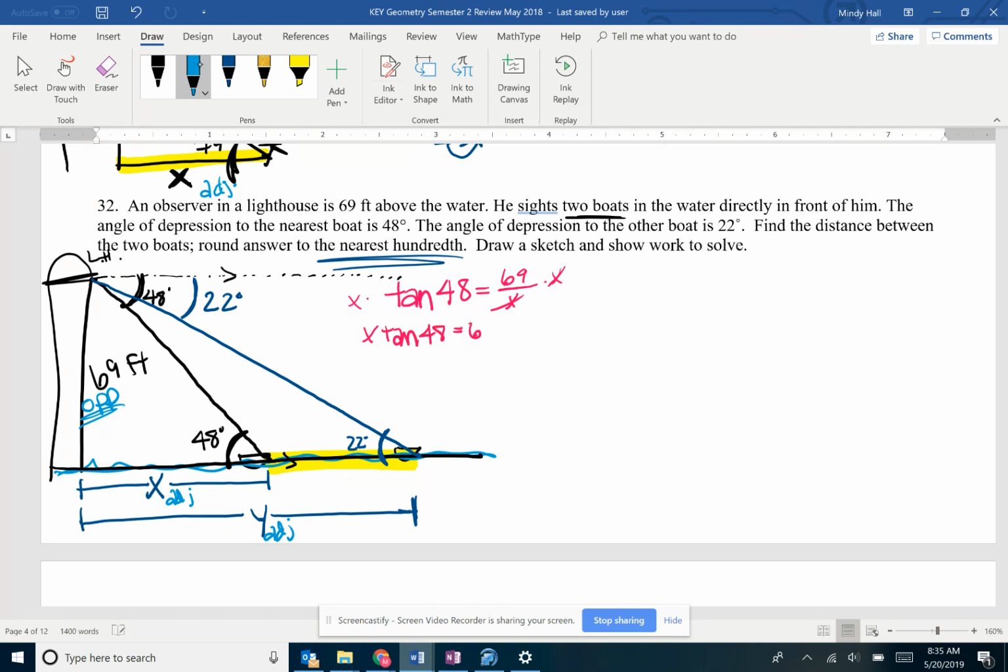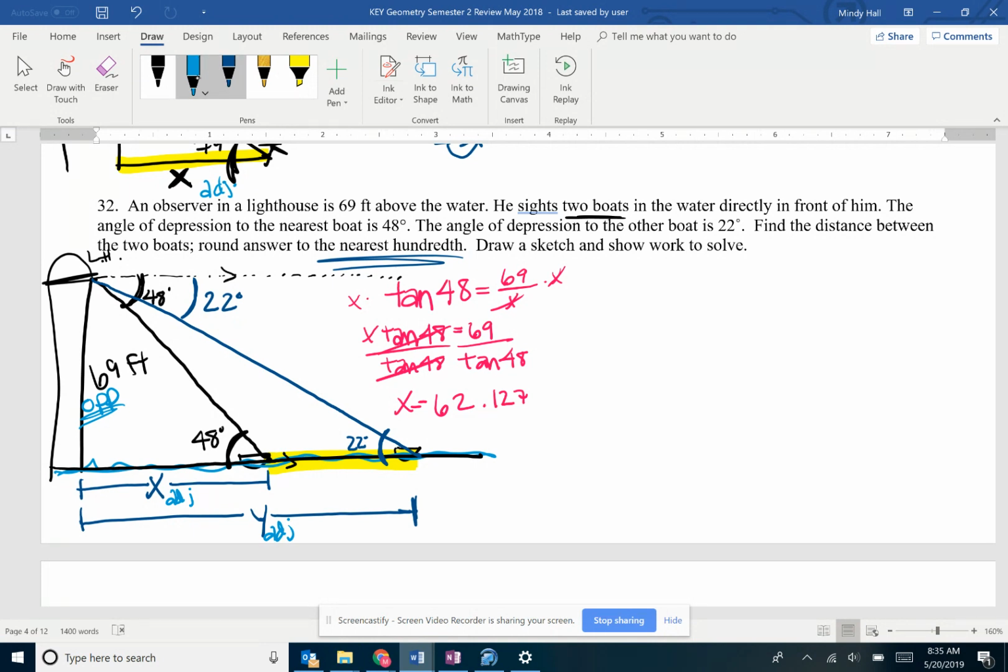Okay, and so, there we go. So then we divide by tangent 48. So then x is 69 divided by tangent 48, 62.127. So again, they wanted nearest hundredth, so I'm just going to go out to the third.